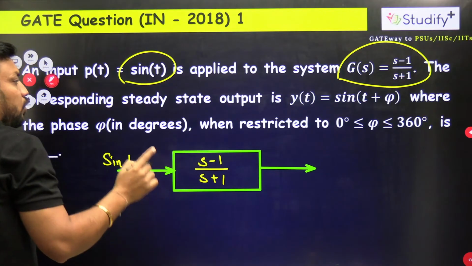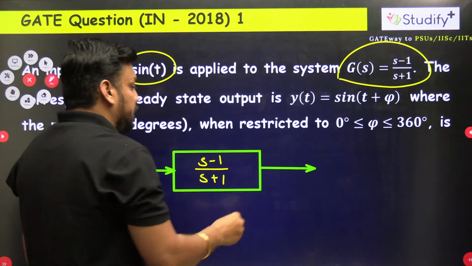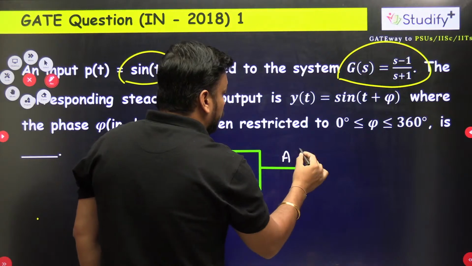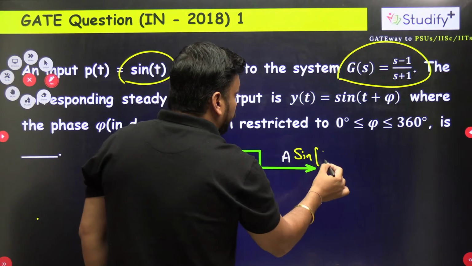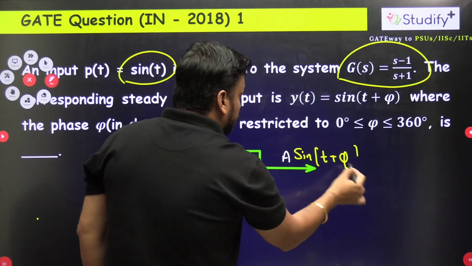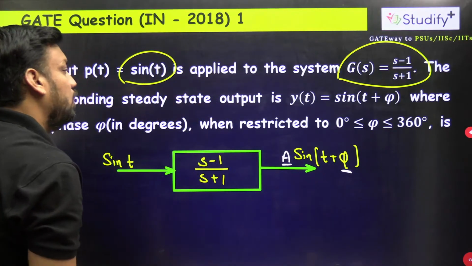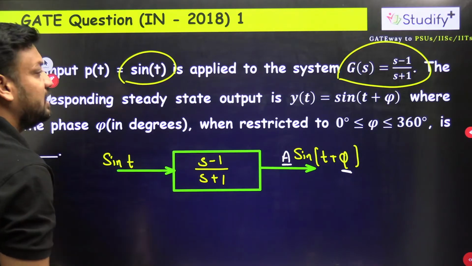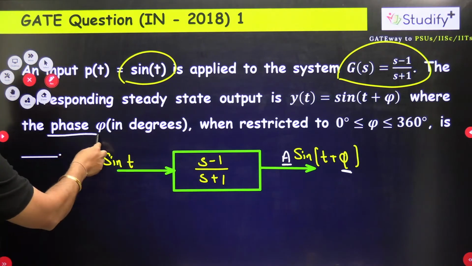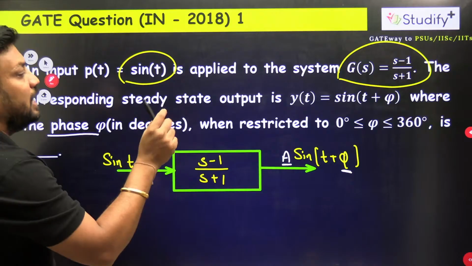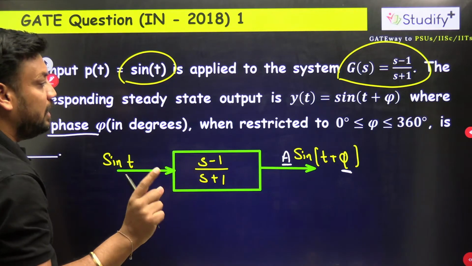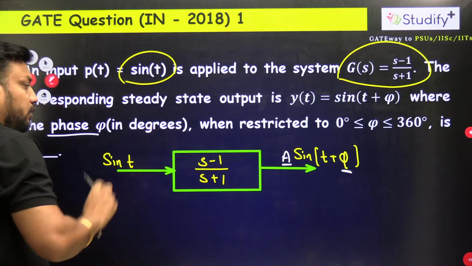Now, we know the output is what? We know the standard output is nothing but A into sin of (t plus phi), which is the actual output. Now phi and A will come in addition. But what is the examiner asking for? The examiner is asking for the phase. Okay, the examiner is only asking for the phi value, the phase, not asking for the amplitude, by the way. However, we can find out the amplitude as well.